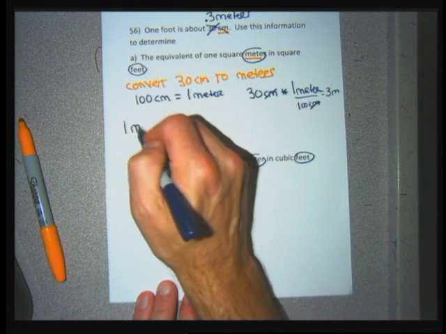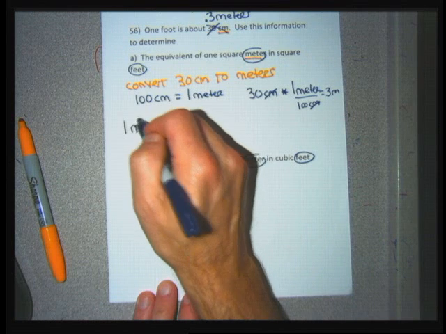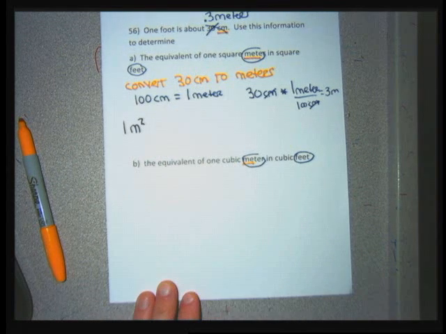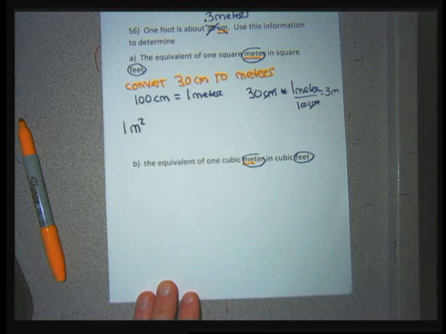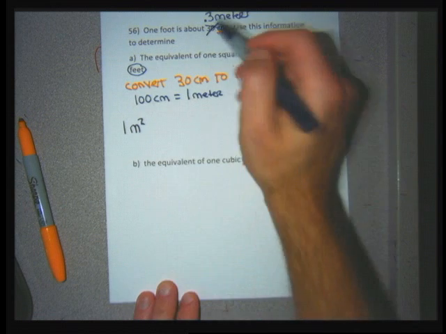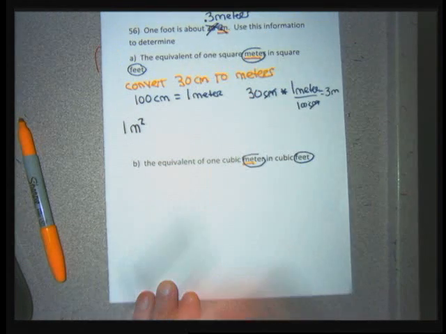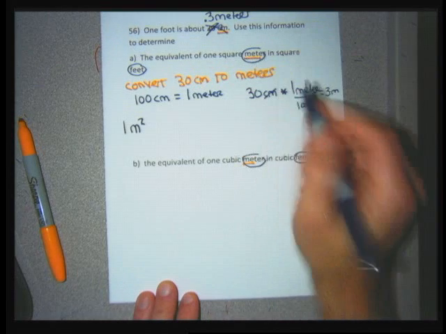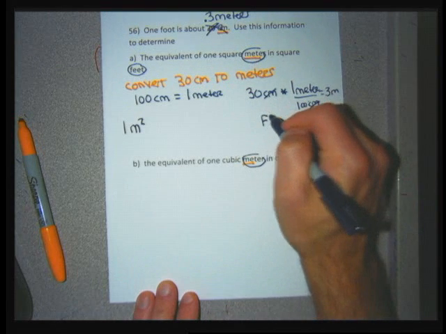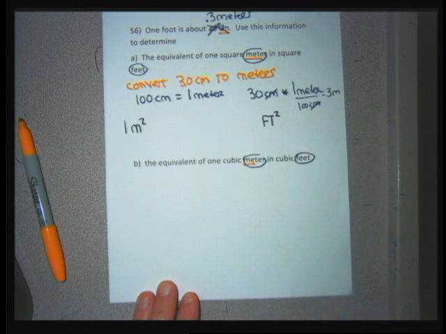So I want to take 1 square meter, which I'll write as 1 meter squared, and I want to convert it to square feet. So the units that I'm starting with in this problem, once I've converted this 30 centimeters to meters, are square meters, and I want to come up with square feet. That's a bit tricky to do.